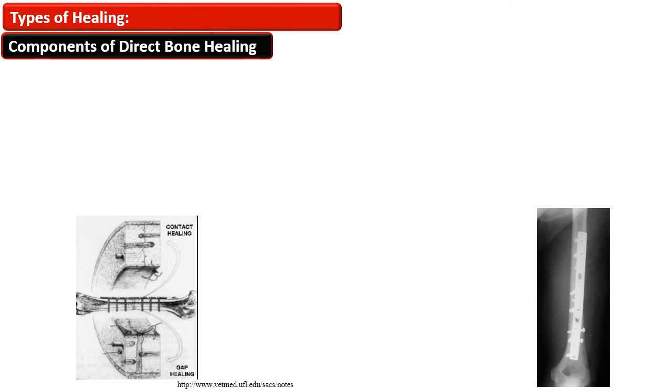While in gap healing, if the gaps are less than 200 to 500 microns, these are primarily filled with woven bone that is subsequently remodeled into lamellar bone. If the gaps are larger, then there is partial filling by fibrous tissue, which undergoes secondary ossification.